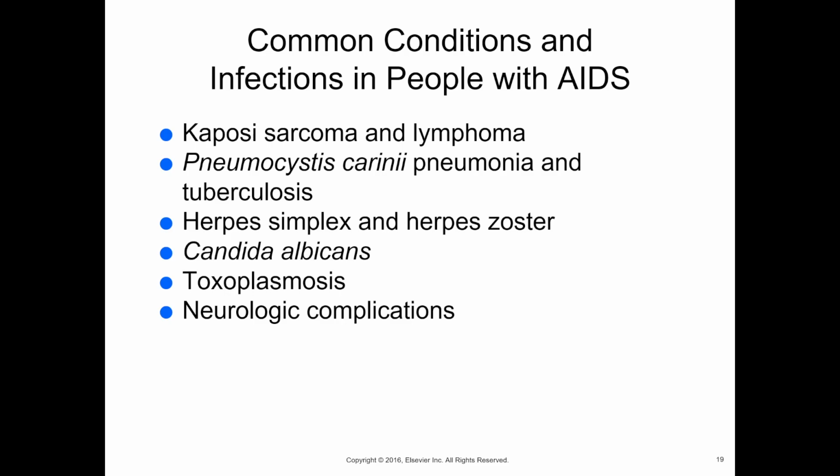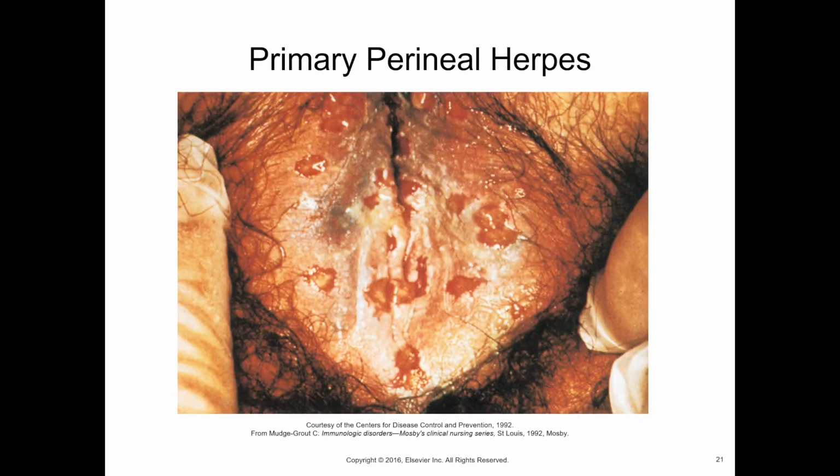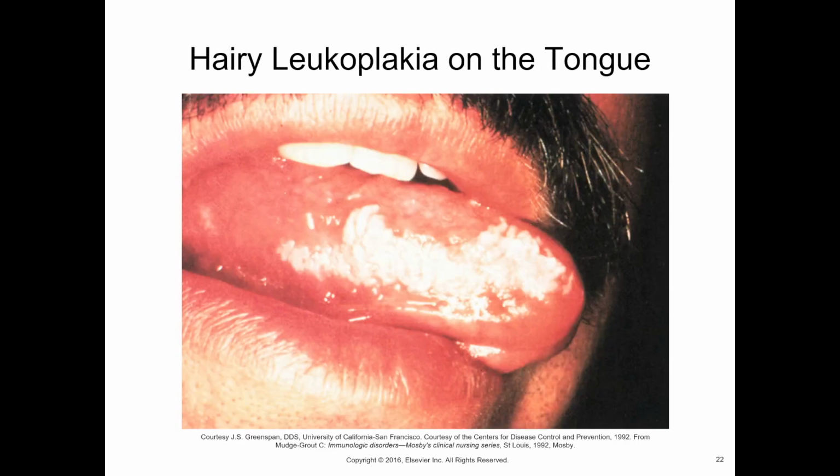Candida albicans, which is a fungal infection, is typically associated with thrush, right? Then we have toxoplasmosis, which is a protozoan parasite, and neurologic complications, typically related to excessive inflammation of the nerves, neuropathy. There's also AIDS dementia, things like that. So you see here, this is Kaposi sarcoma. This is on the lateral heel. Perennial herpes, hairy leukoplakia of the tongue, another condition associated with AIDS.